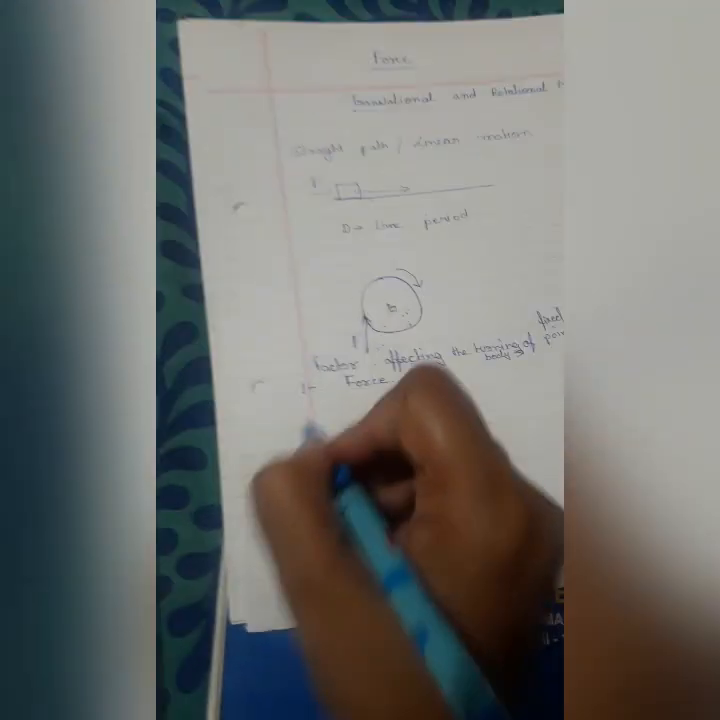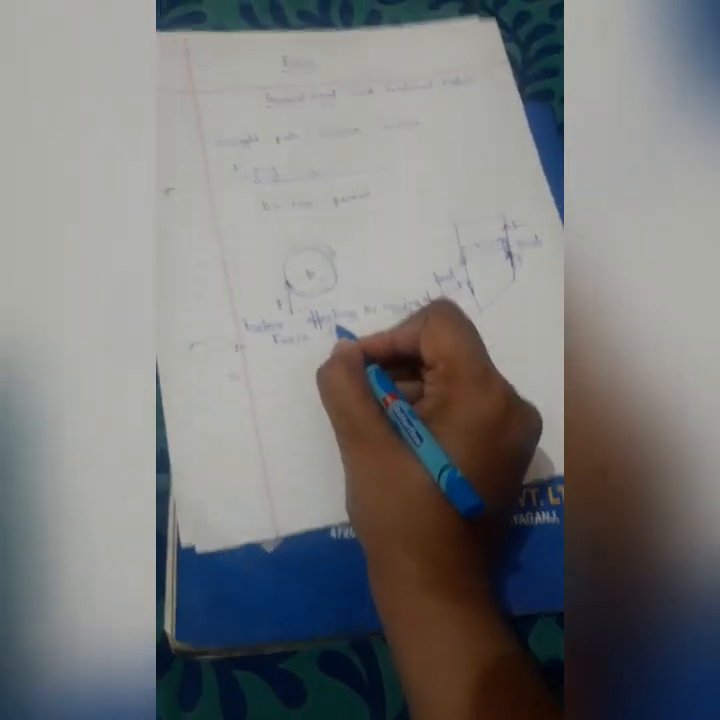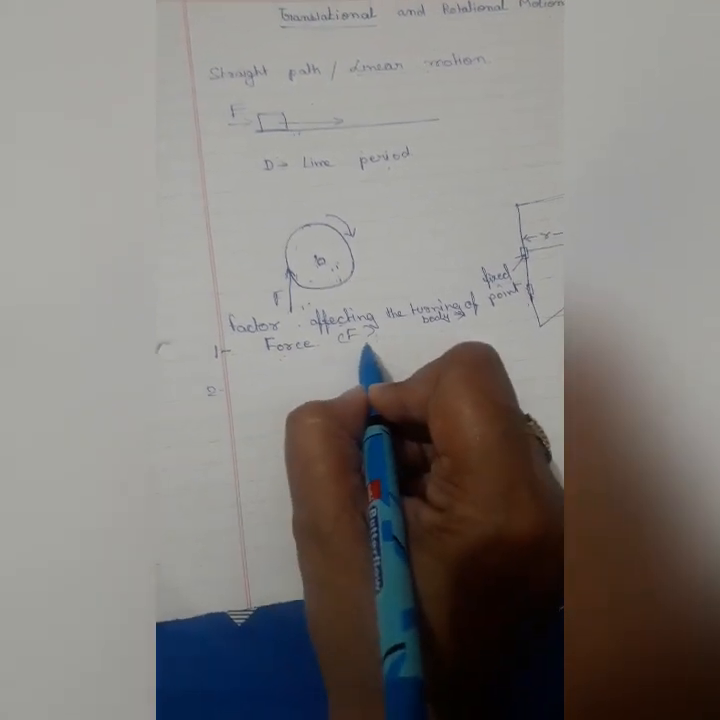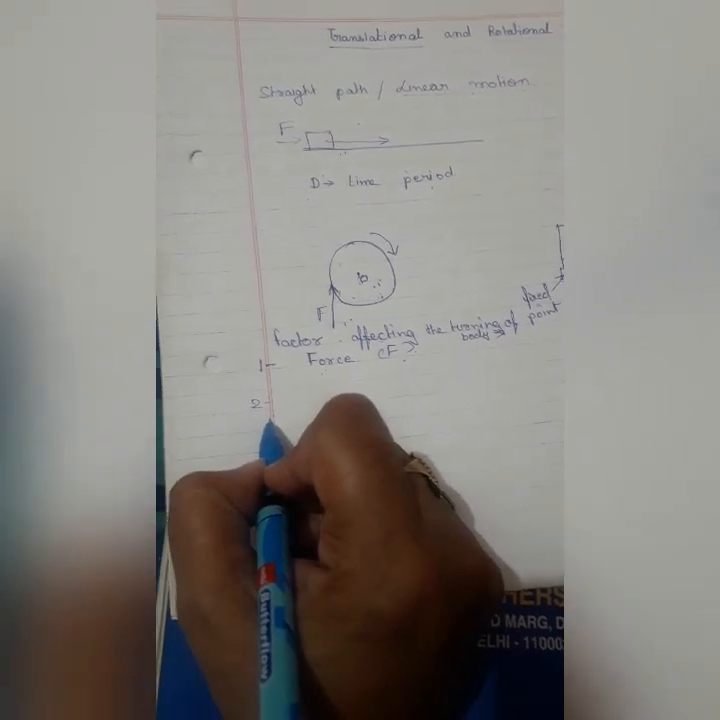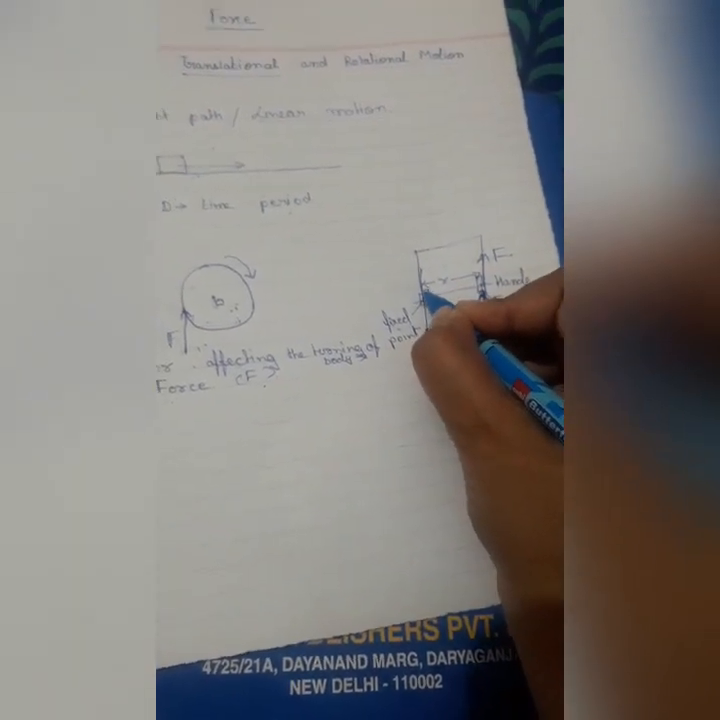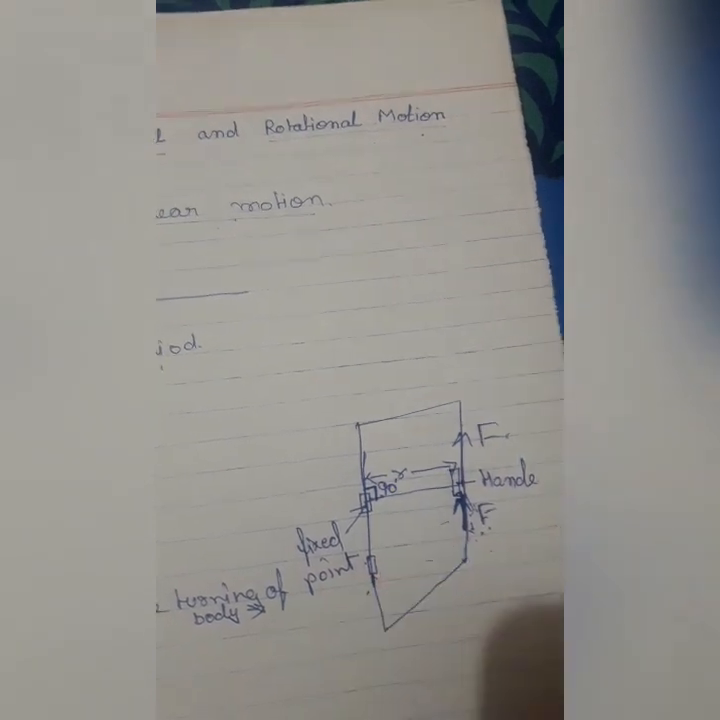The first factor that is responsible is force, the magnitude of force applied, and its symbol is F, right? And the second factor that is responsible is the perpendicular distance. You can see here, this one is the perpendicular distance. It is exactly at 90 degrees, right?